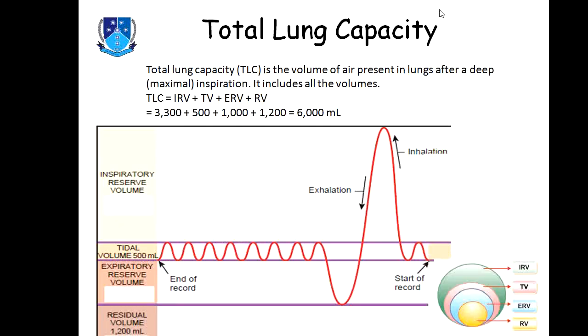So the next one is total lung capacity. In this diagram you can see there are two types of diagram over here. One is this one and the other is this one. Total lung capacity is the volume of air present in the lung even after deep inspiration. It includes all the volumes of the lungs.